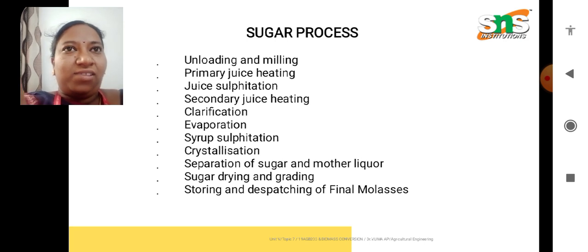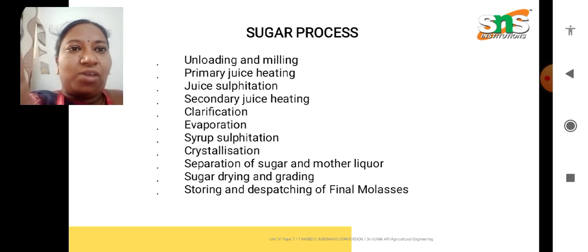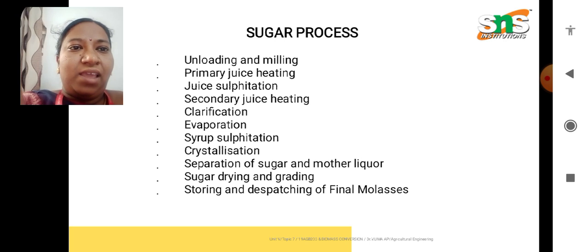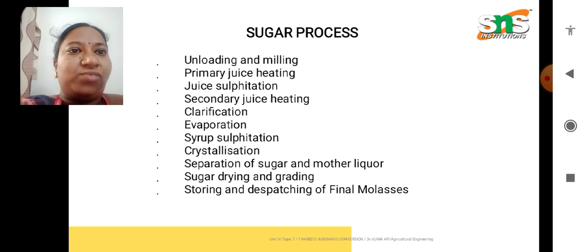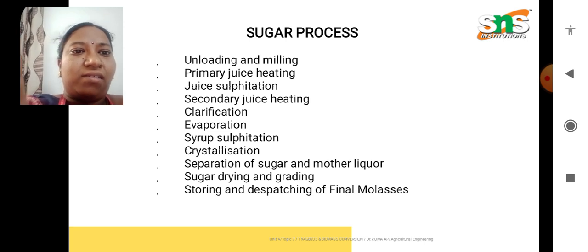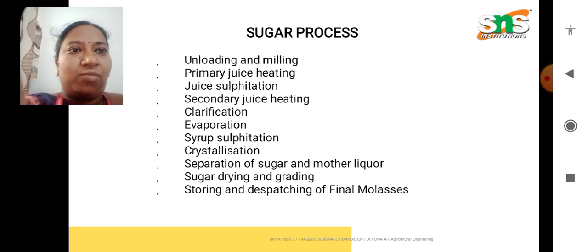Then we'll study the sugar processing. Initially the raw material is transported to the industry and unloaded. Then the milling process is done, followed by primary juice heating, juice sulfitation, secondary juice heating, clarification, evaporation, syrup sulfitation, crystallization, separation of sugar and mother liquor, sugar drying and grading, and storing and dispatching of the final molasses.